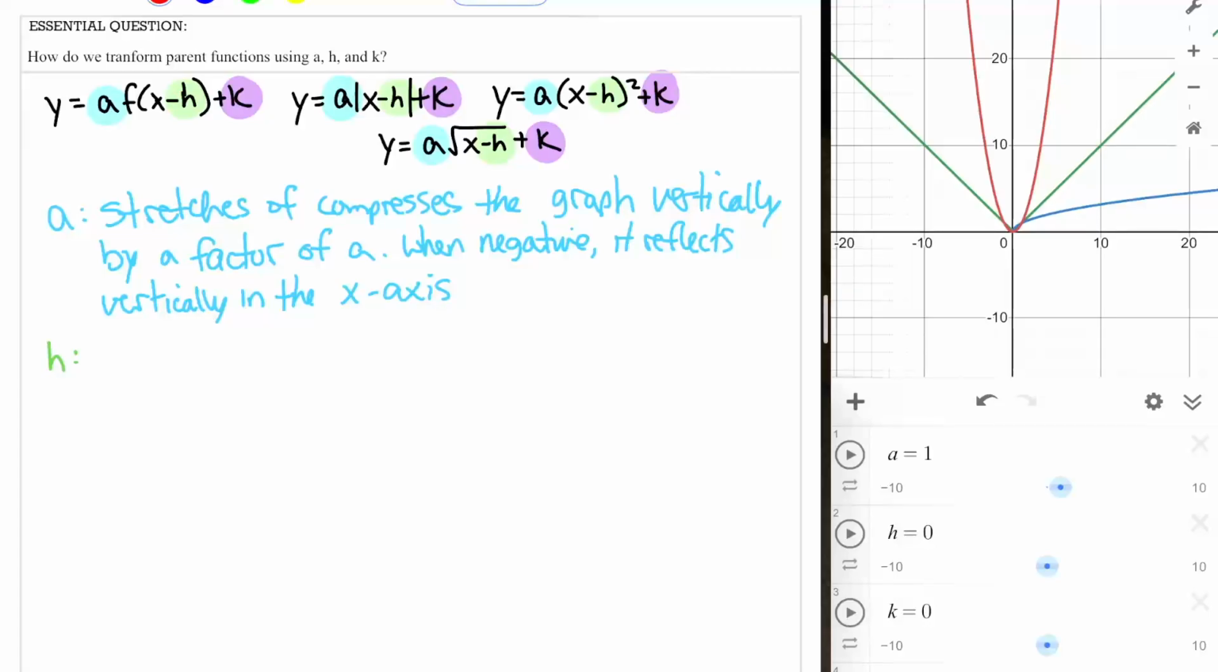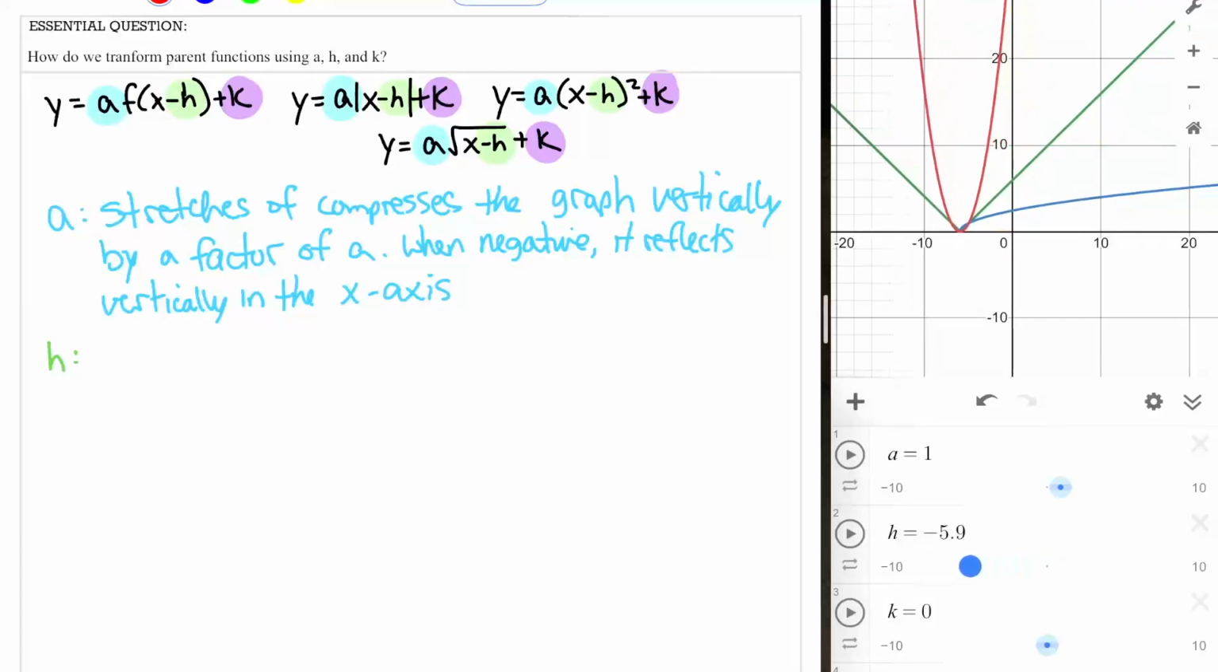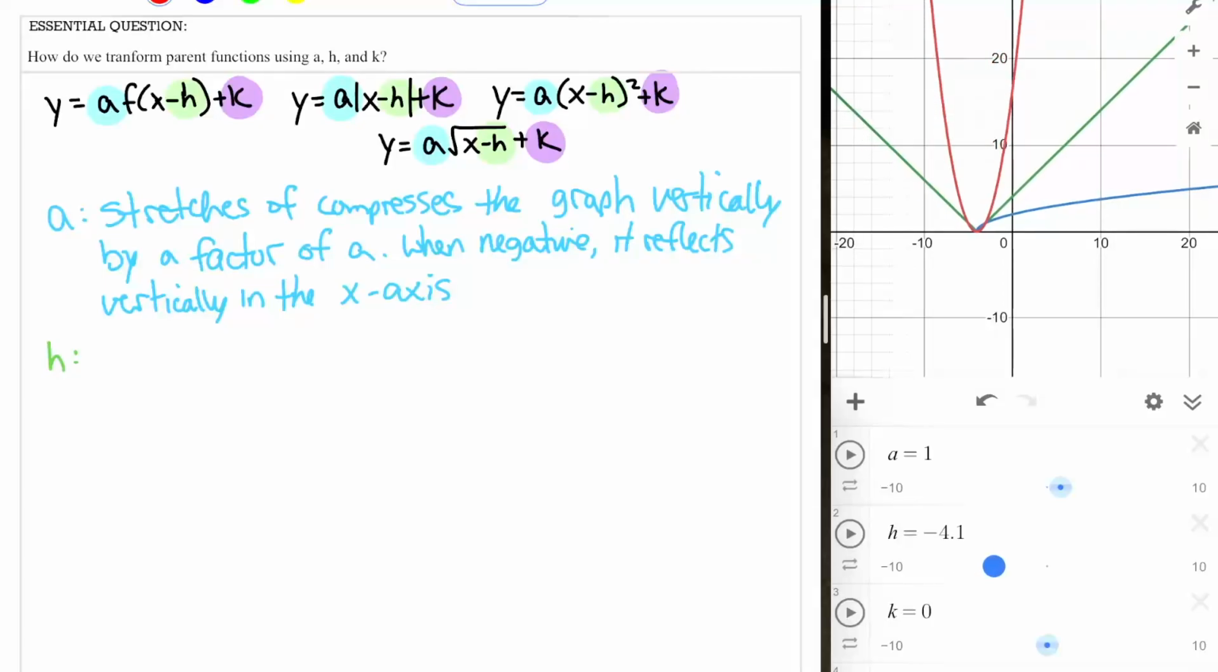If we put a negative h value, let's say negative 1 or negative 2, notice that it's shifting the graph to the left. If we plug in, let's say, negative 4, that would be x minus negative 4, which becomes x plus 4. So that's why when you have a plus inside the parentheses or underneath the radical or inside the absolute value, it's actually moving the graph to the left, because your h value is negative.